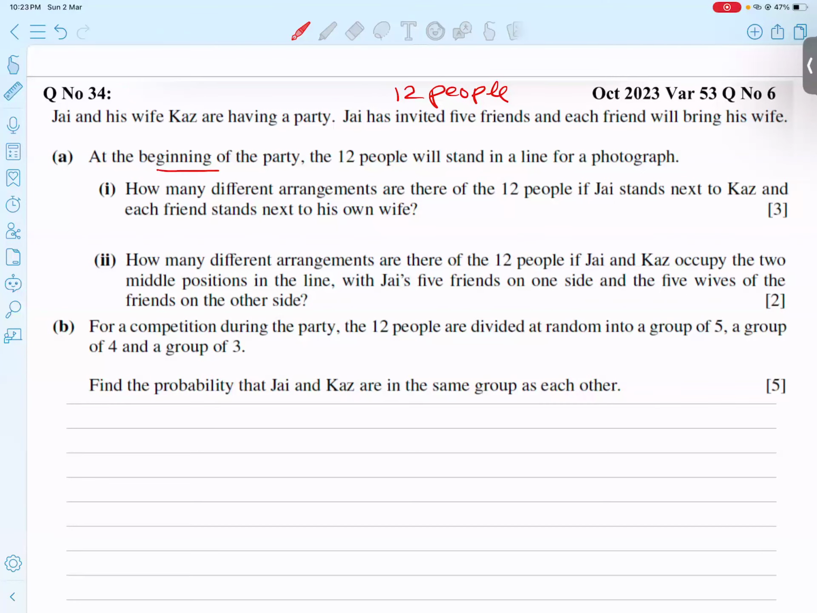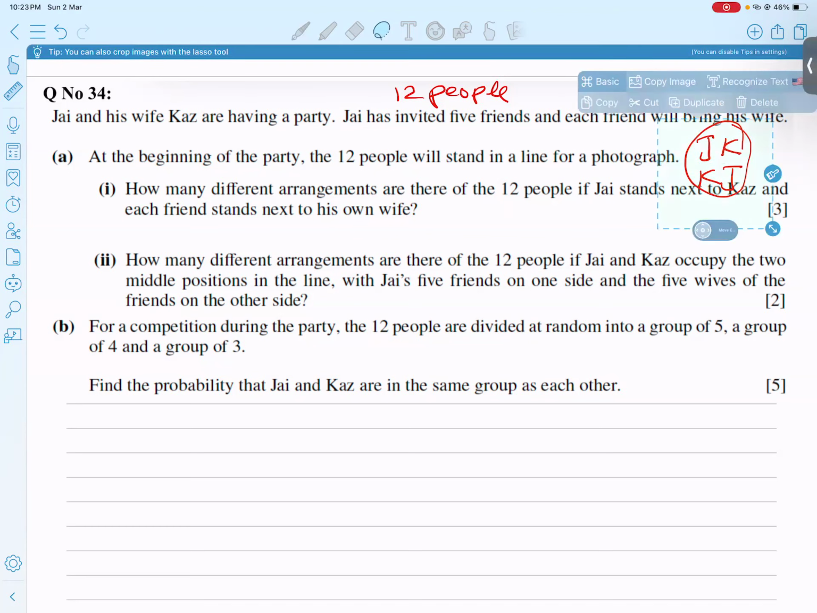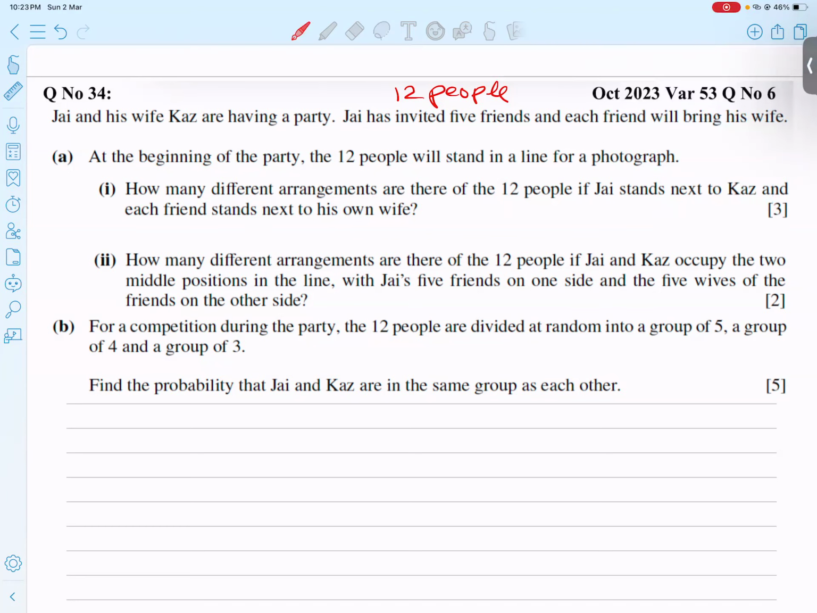At the beginning of the party, the 12 people will stand in line for the photograph. And whenever we talk about standing in lines, we talk about permutation. For example, if Jay is at the beginning and Kaz later, or Kaz before and Jay later, they are treated as different. So when you change the place and you feel a difference, it's called a permutation. Order is important in permutation, and the word arrangement is also mentioned there.